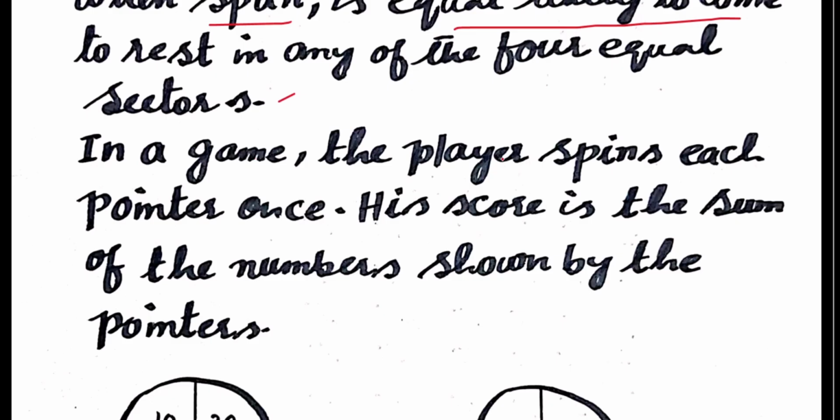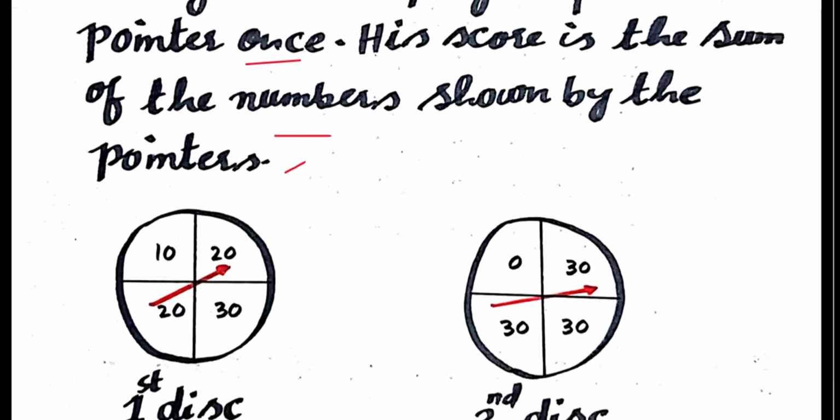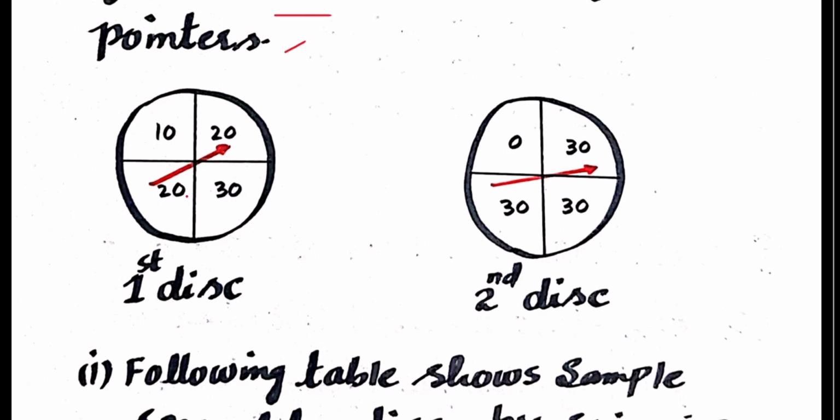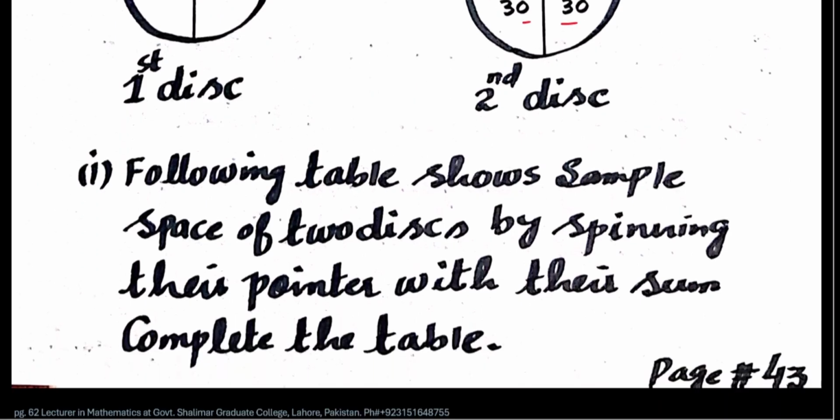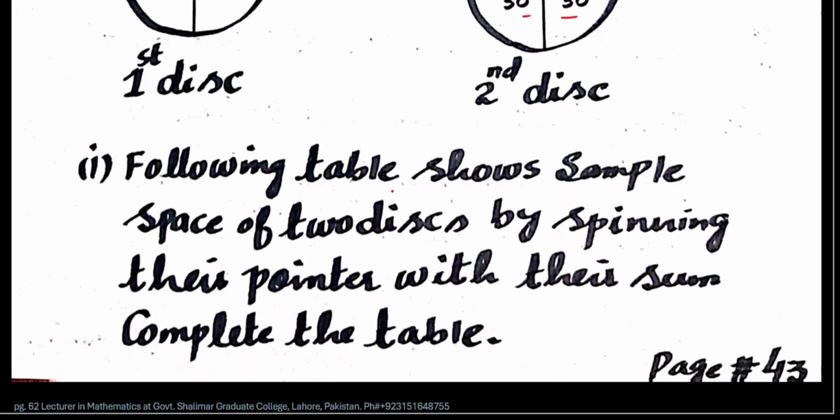In a game, the player spins each pointer once. His score is the sum of the numbers shown by the pointers. This is the first disc that has the 4 numbers 10, 20, 20, 30. Second disc, these are the 4 numbers 0, 30, 30, 30. In the first part, it is given that the following table shows the sample space of 2 discs by spinning their pointers with their sum. Complete the table.